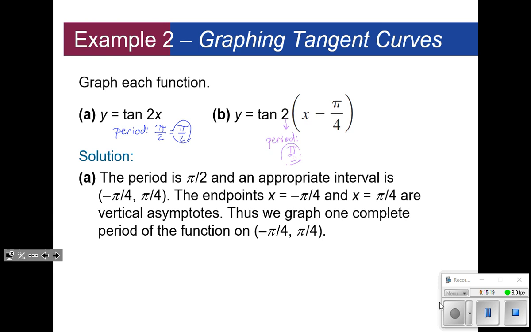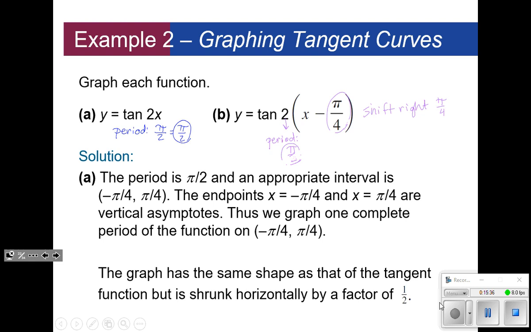This is my shift. This would be a shift right, pi over 4. Shift right, pi over 4. Same kind of thing we talked about in 5.3 with sine and cosine.